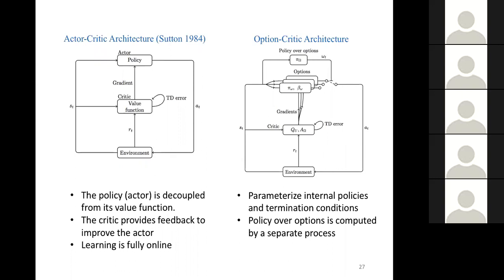Option critic is proposed based on actor critic. An actor critic is an on-policy method where the actor learns a policy decoupled from the value function, and the critic provides feedback to improve the actor. As for option critic, the option policies and the policy over options pi capital omega belong to the actor. And the option execution model is depicted by a switch over the context. A new option is selected according to pi capital omega only when the current option terminates.